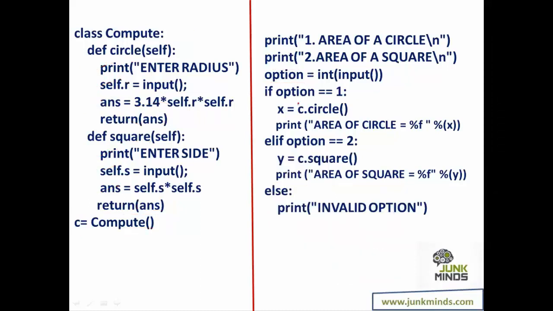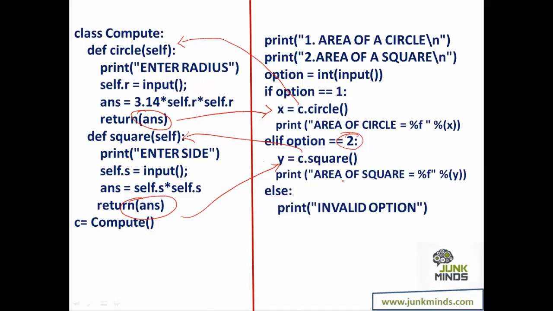When the option is 1, I'm calling this circle method, c.circle. Whatever result it returns gets stored in this variable x, which I then display. If the value of option was 2, we call this square method, and whatever answer it returns gets stored in this variable y, which I'll display. If by chance the user gives me any value apart from 1 or 2, the last print statement, invalid option, will get executed.